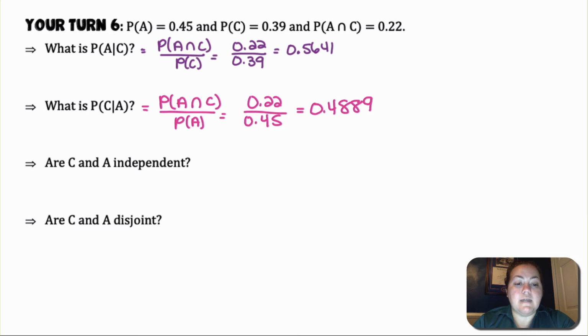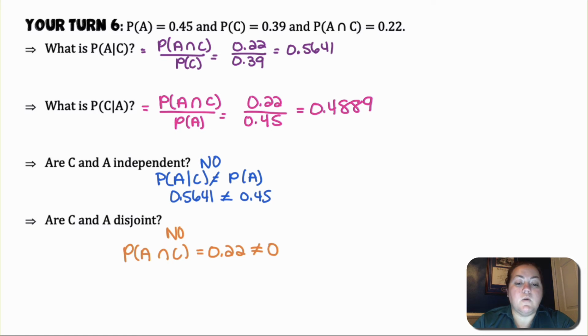Are C and A independent? So no, if you do the conditional probability equal to the probability of A, they are not. There are other methods you could have used to check. Are they disjoint? No, the probability of A and C is not equal to 0.